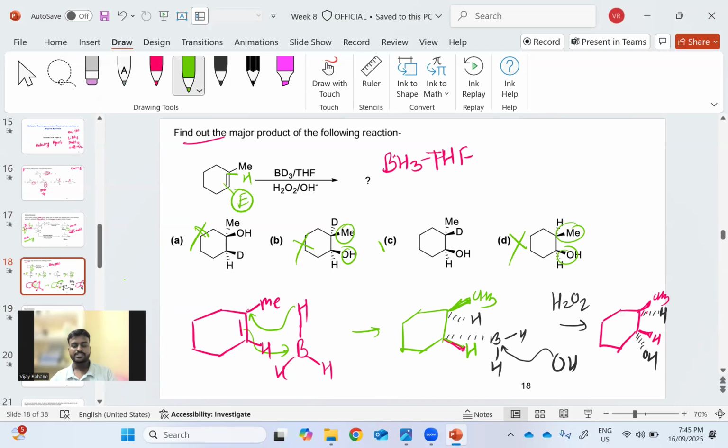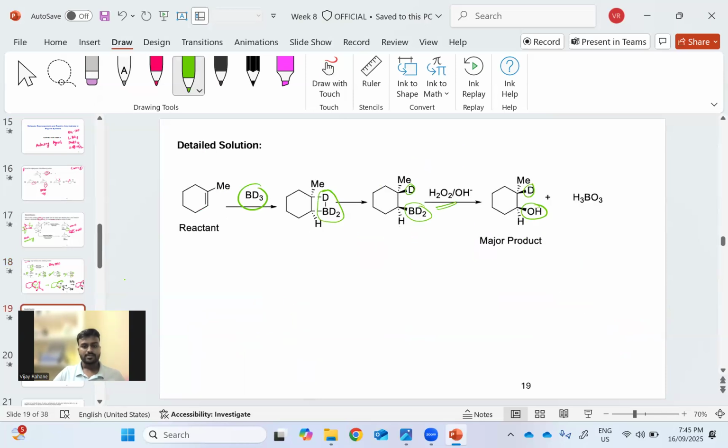So in this one, option C is the correct option. You can see the deuterium and the hydroxide will be on the same side, and the methyl and hydrogen will again be on the same side, and relatively the methyl and hydroxide group will be on the anti side, right? So this was the mechanism, and you can note it down from this slide.